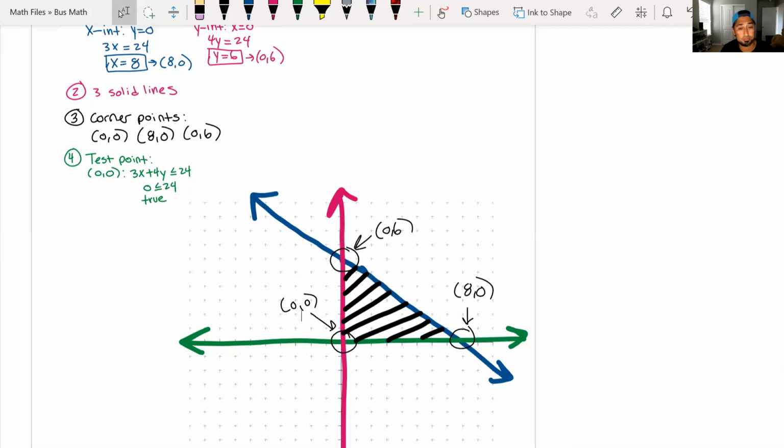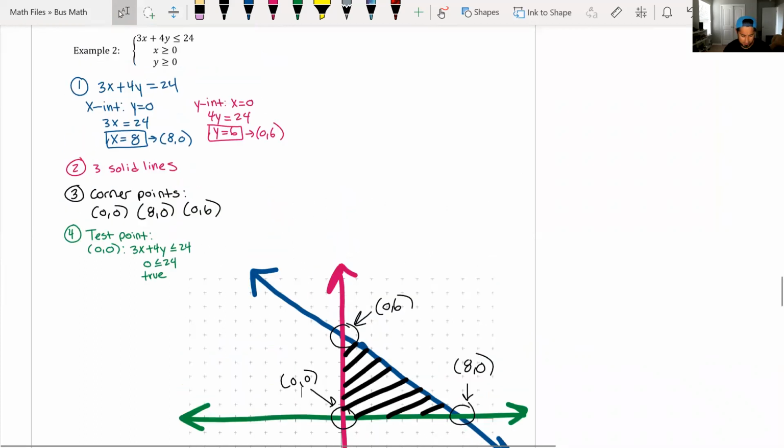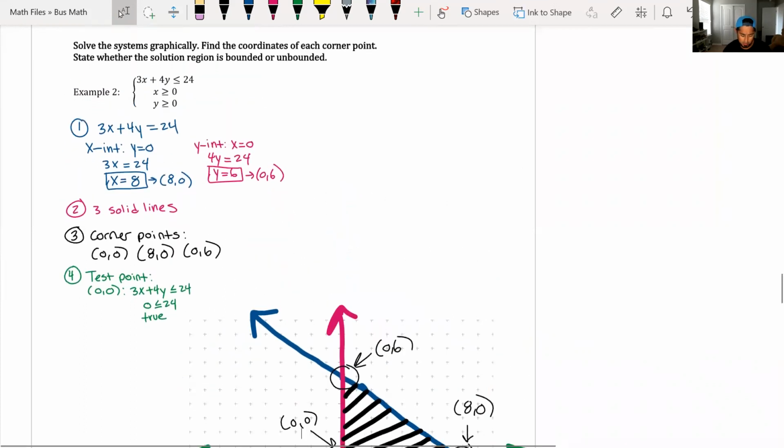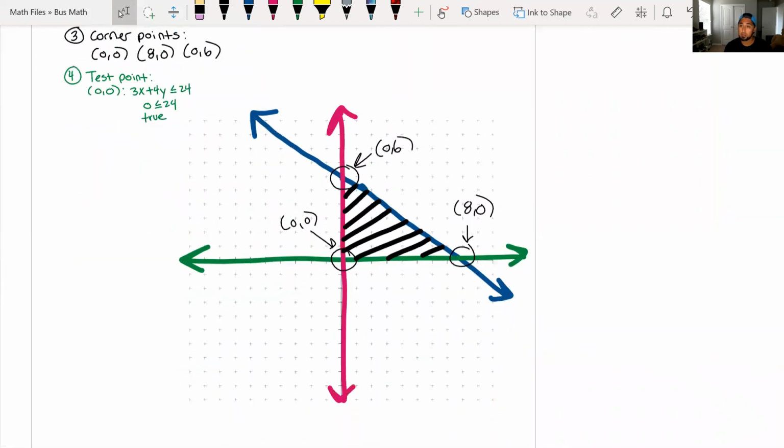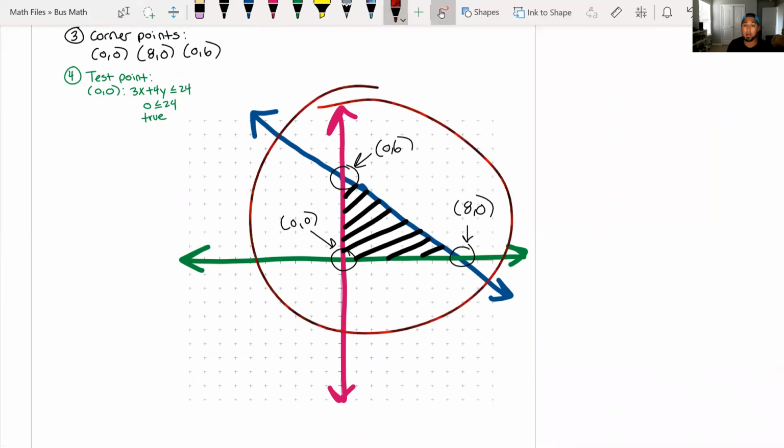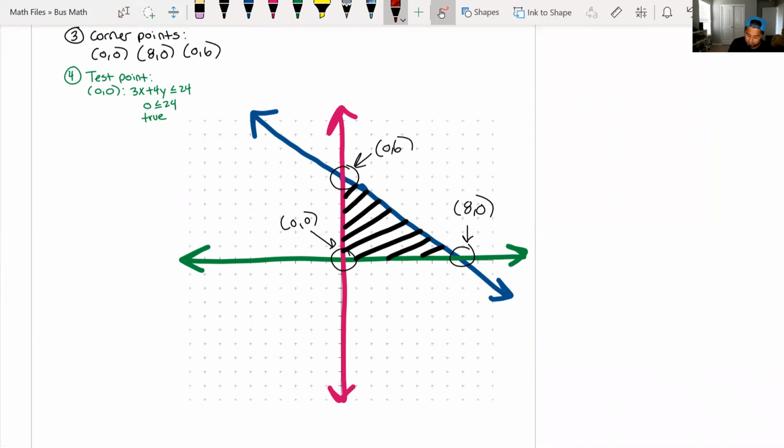Okay, so similar to what we were doing in 5.1, but now we are wanting to find corner points. And I think it said find out whether we are bounded or unbounded. Well, since these shadings are stuck in quadrant 1, if I can draw a circle around my feasible region, my shadings, this means that it happens to be bounded.